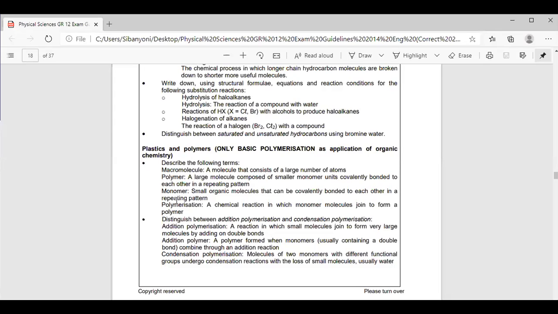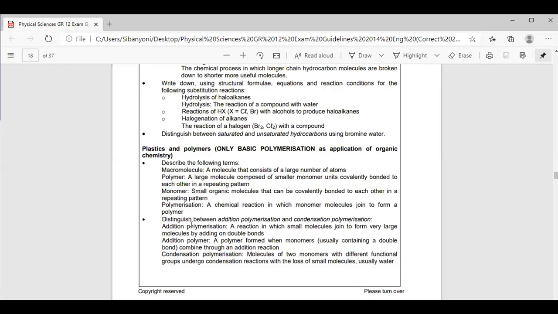Now, you must be able to describe the following terms: macromolecule, polymer, a monomer, polymerization. Now, here, my dear learners, there is no way that we will start questions on polymers and not ask you to give us a definition of any of the following: macromolecule, polymer, monomer, or polymerization. You need to know that.